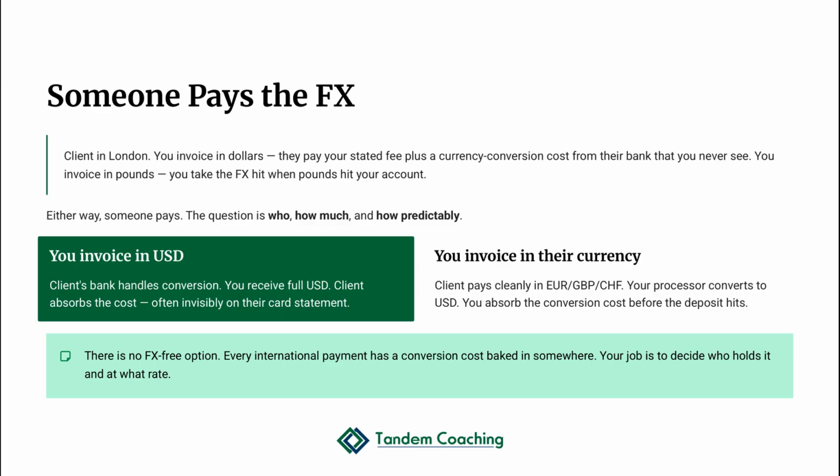Alternative, you invoice in pounds. You take the FX hit when those pounds hit your processor account and convert to dollars. Either way, someone pays. The design question is who, how much, and how predictably. And the answer changes the per transaction economics enough to matter once your international volume crosses a few $1,000s a year.